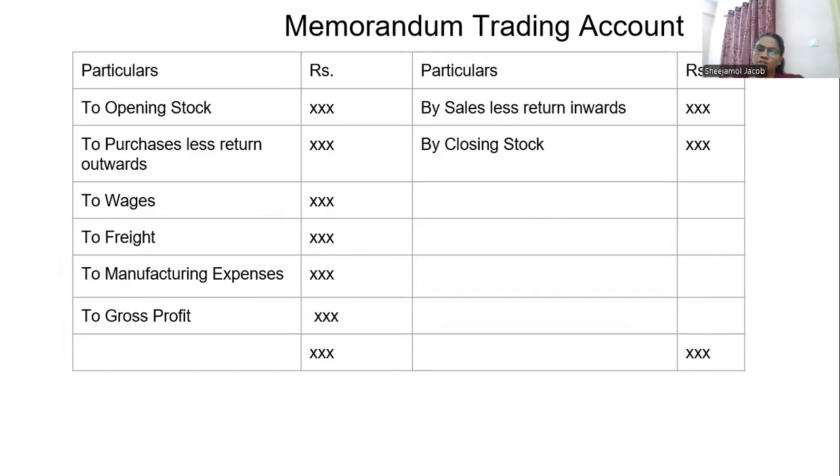If the gross profit is 25% on cost, at that time, gross profit is 20% on sales.